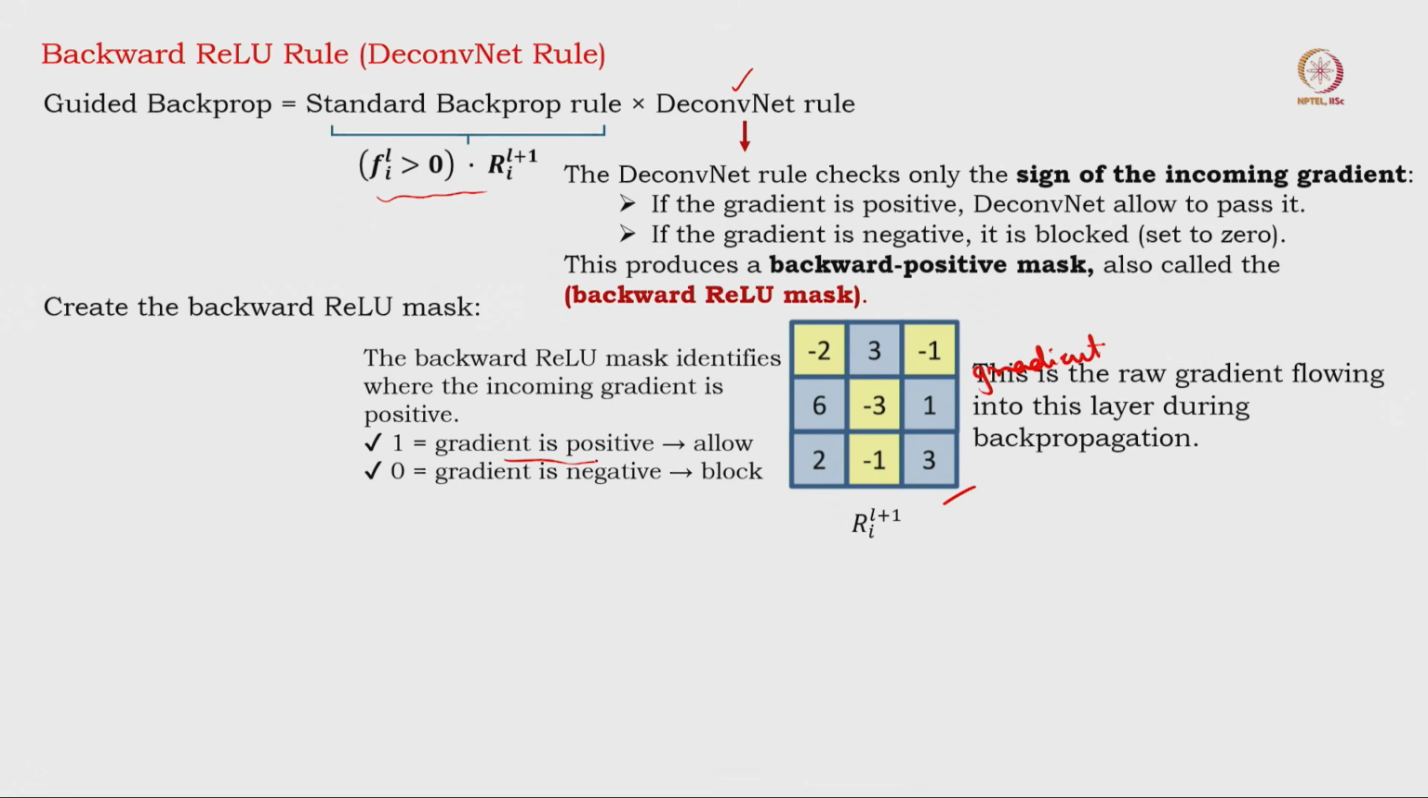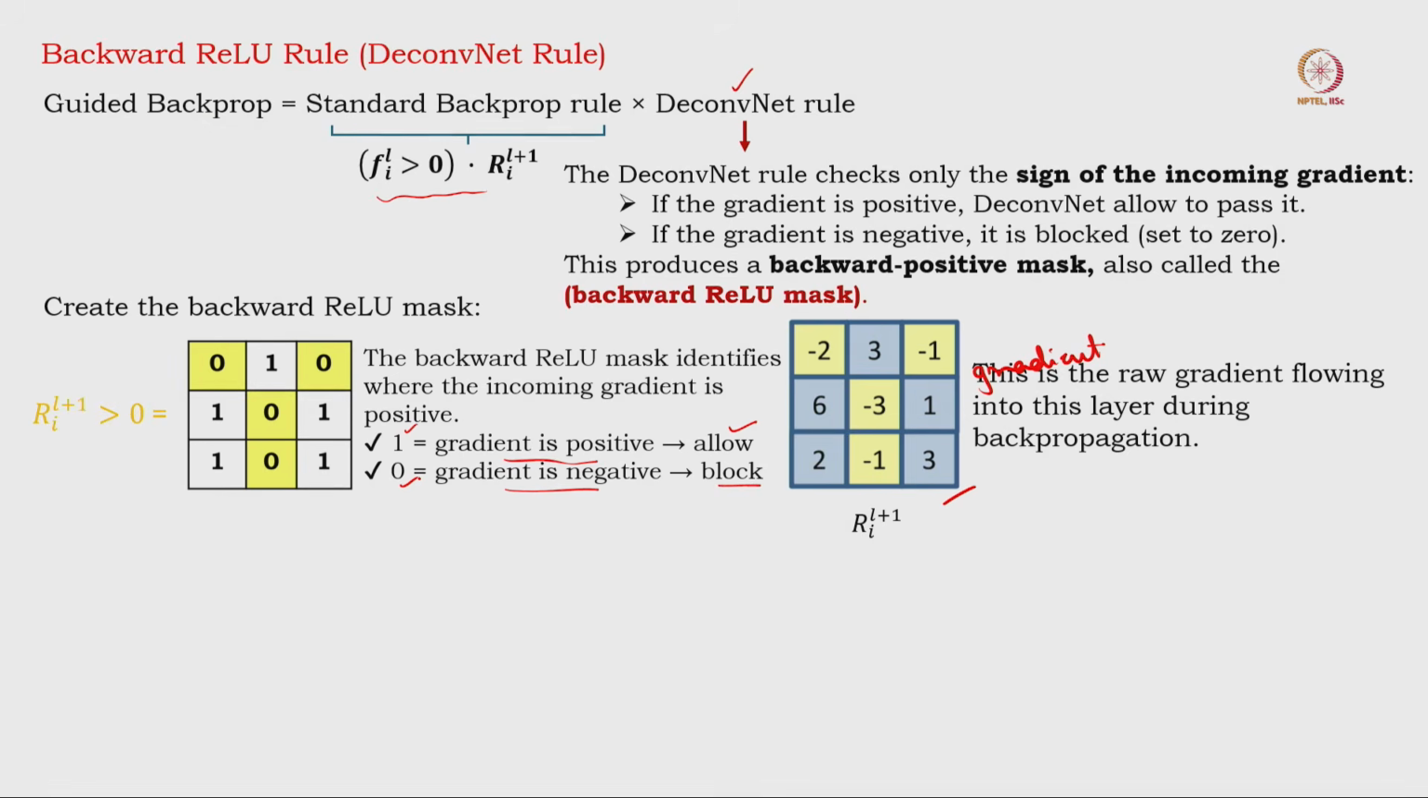Wherever the gradient is positive, allow it, which means make it 1, and wherever the gradients are negative, block it, make it 0. This is the backward ReLU mask that we have obtained. This mask is called the backward ReLU mask, and it is denoted with this notation. For the gradient, values greater than 0 become 1, and values less than or equal to 0 become 0. So, what we have obtained here is the backward ReLU mask.